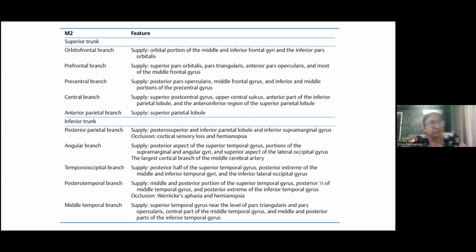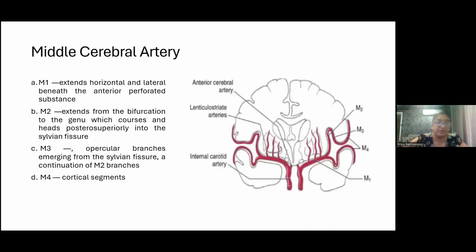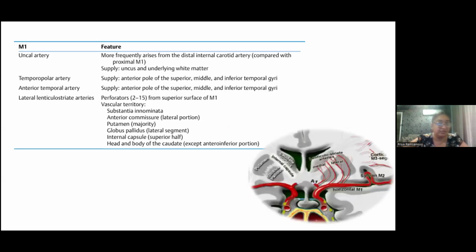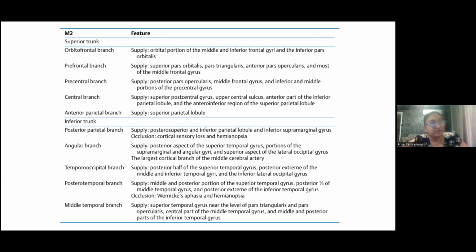And then your M2, right? Let's just refresh your memories as to where M2 is. Remember, M2 extends from the bifurcation to the genu and then courses down into the sylvian fissure, right? And then ends off as M3 and M4. So M2 has a superior trunk and an inferior trunk. Your superior trunk has the orbitofrontal branch, prefrontal branch, precentral branch, central branch, right? And in essence, these together, it's outlined in the table, what they supply. In essence, they supply a lot of your gyri as well as your superior parietal lobe.